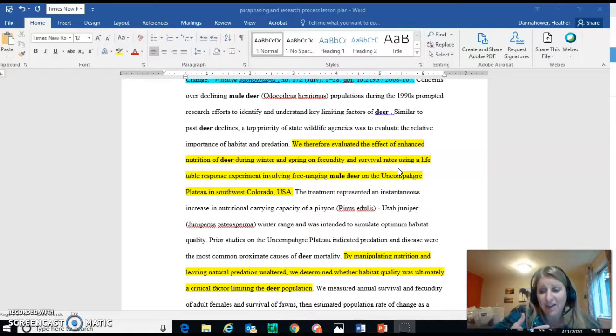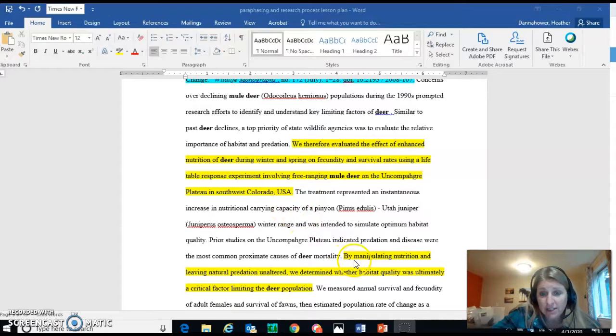Because she doesn't have enough energy, she doesn't have enough reserves to give birth, and so she won't get pregnant. So that's what that's saying. Okay, so they looked at whether or not increasing the nutrition is going to affect the doe's ability to reproduce and survive. So they're looking at survival rates. And we could go into what their life table response is. It doesn't really matter right now.